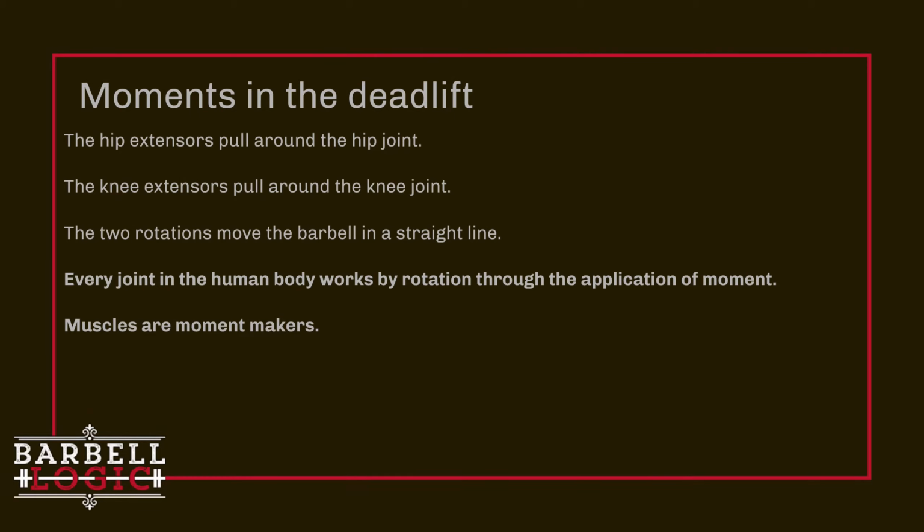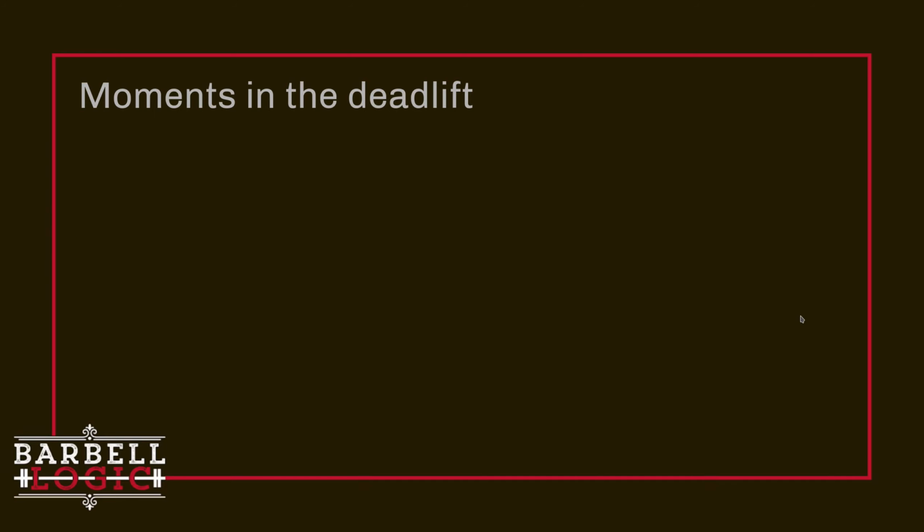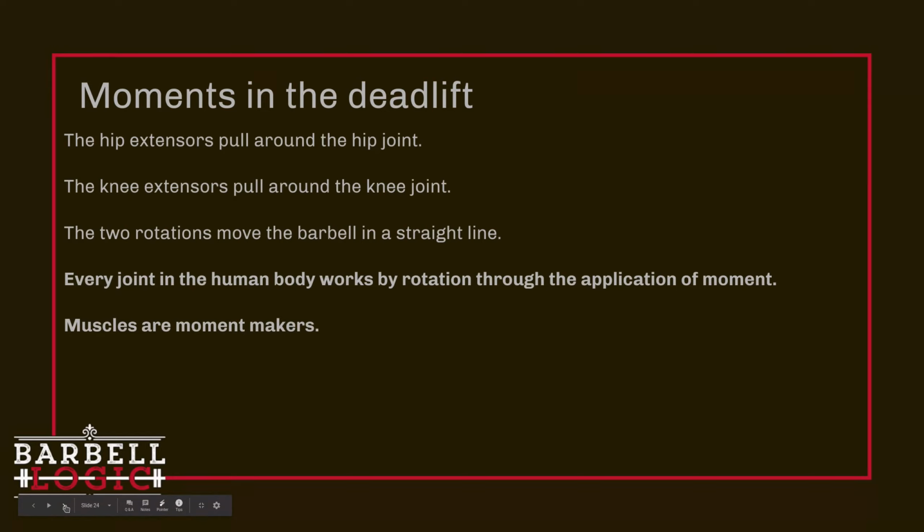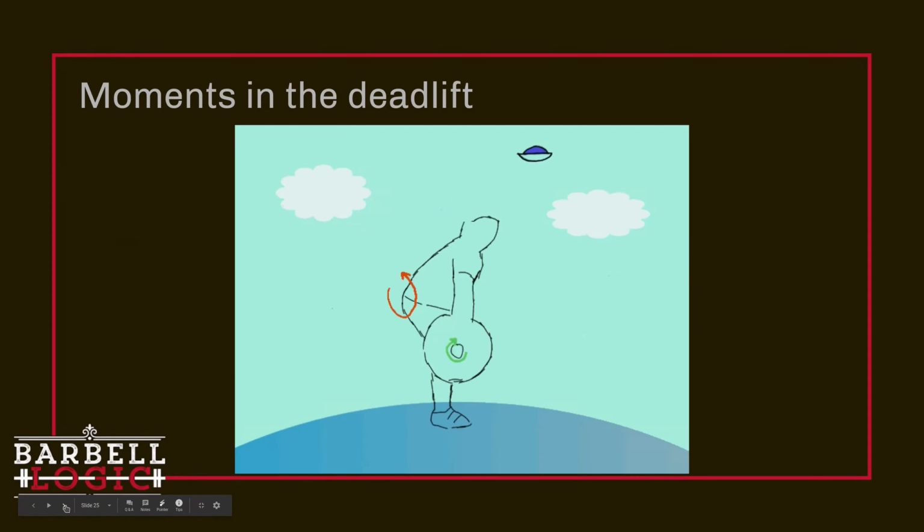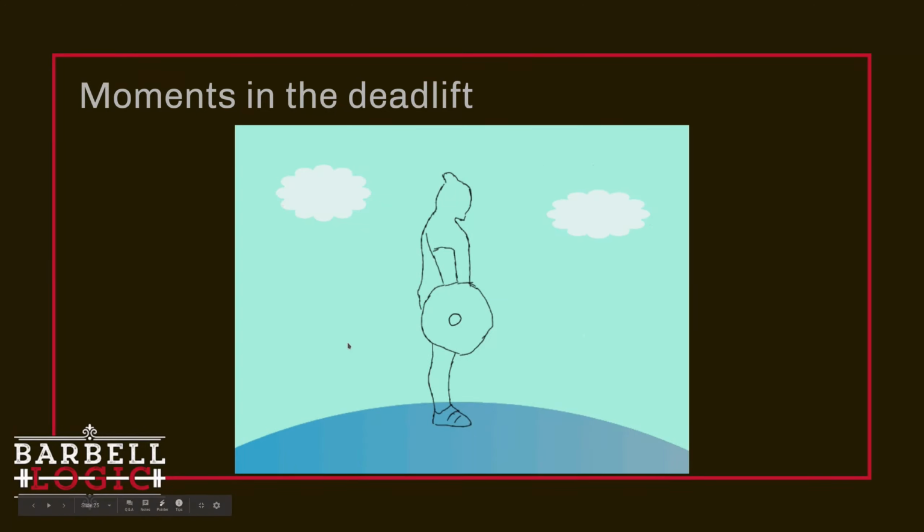Well, now if we consider in one of the lifts, the moments in the deadlift, the hip extensors pull around the hip joint. The knee extensors pull around the knee joint. The barbell moves in a straight line, but it moves in a straight line because of a combination of rotations. Muscles are moment makers. So you could see how those moments made that barbell move up.